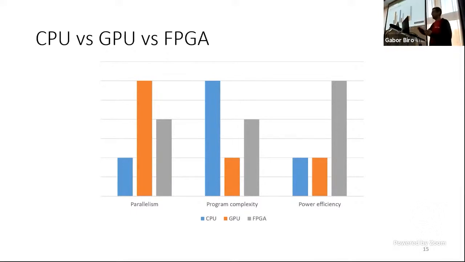GPUs are on the other end, but on the lower end, I would say here, because the programming model there is much more limited. And FPGAs are kind of in between again. All right, so still, why use FPGAs? Because of the last thing, power efficiency.